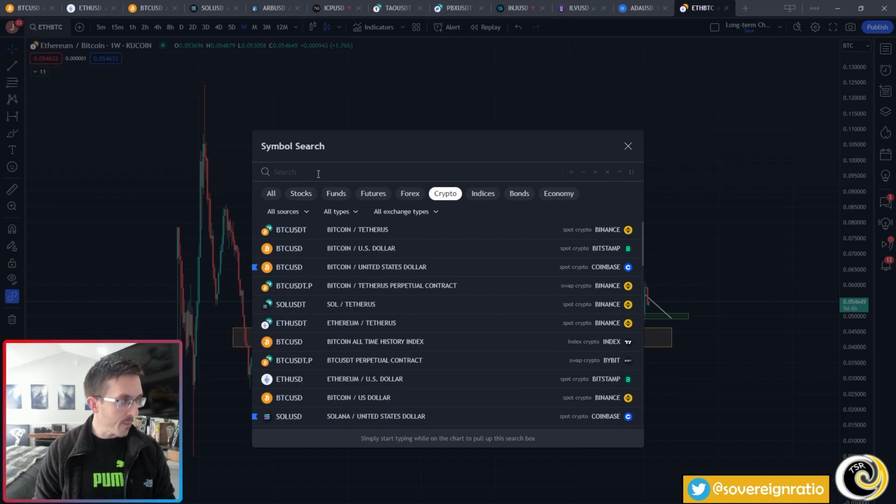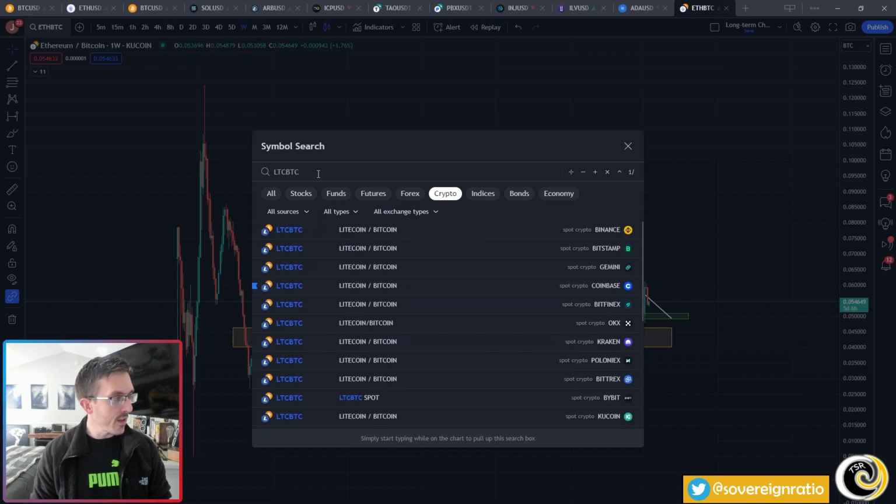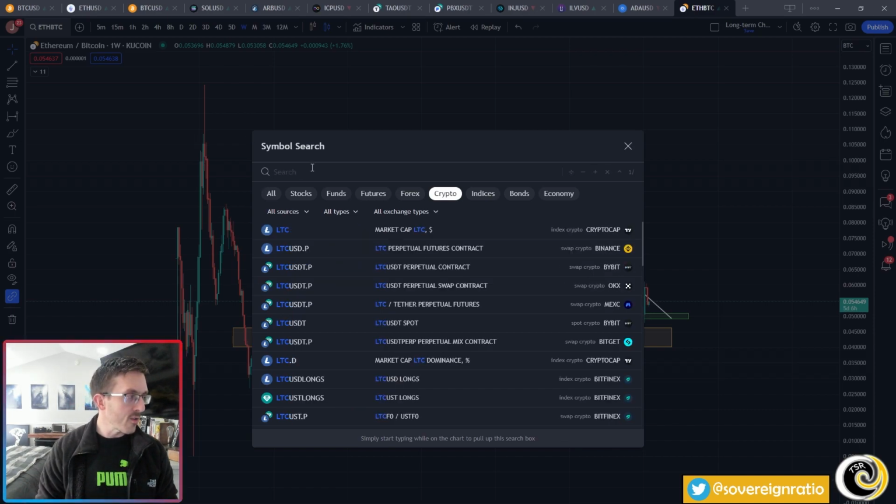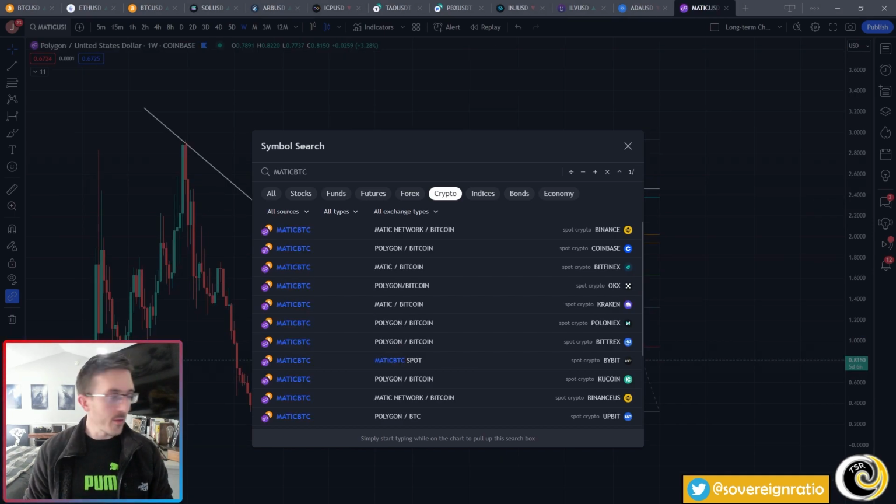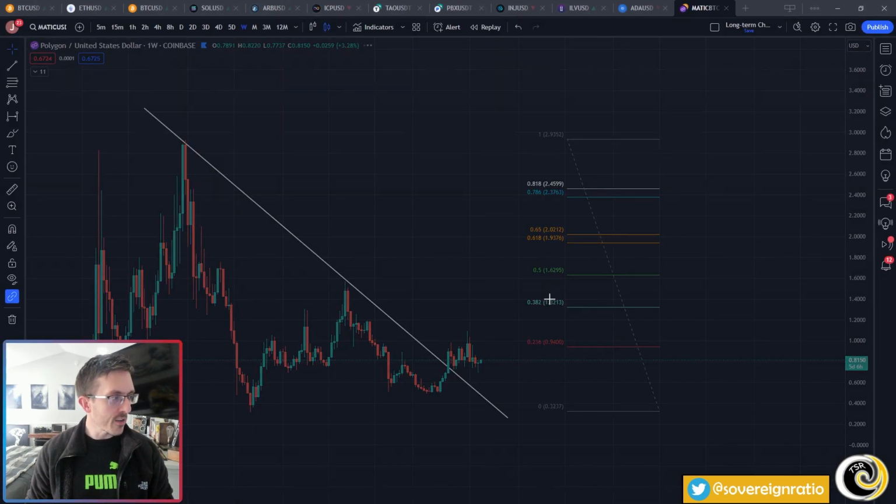Now, if I wanted to look at something else, if I wanted to look at Litecoin BTC, I can do that right here. You can see Binance has a published chart for that. Bitstamp does, Gemini, Coinbase, they all have published charts for that. And most of the major coins are going to have that. We can also type something like Matic BTC, and you can see that is available on Binance, Coinbase, Bitfinex, so on and so forth. Let's just pull up the Binance one real quick.